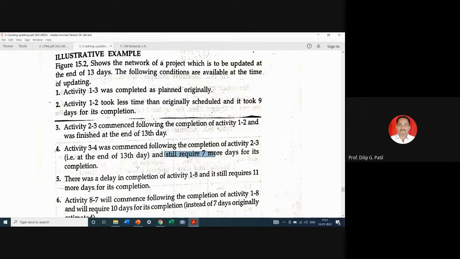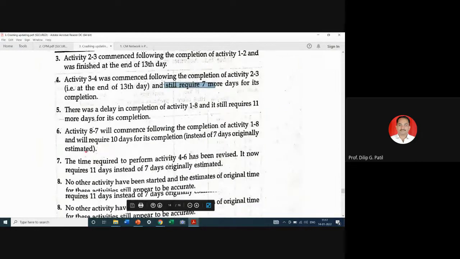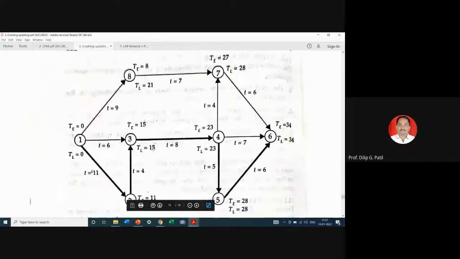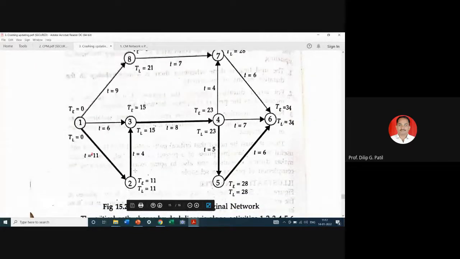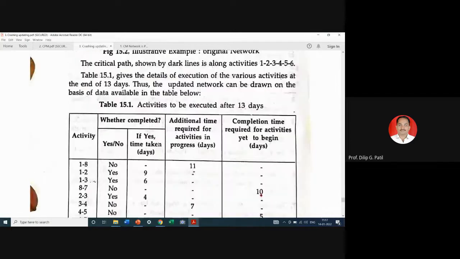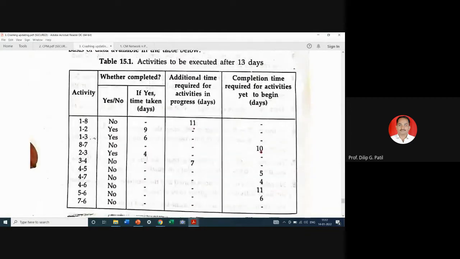So 3-4, 2-3, 7. After completion of 2-3, 3-4 has started, but it still requires 7 more days. So this is the condition at the end of 13th day, and that we need to record. 3-4, no, it has been started and it will require 7 more days.